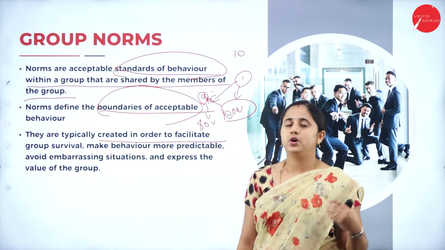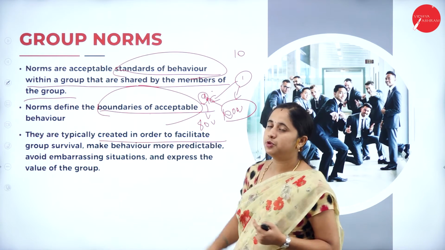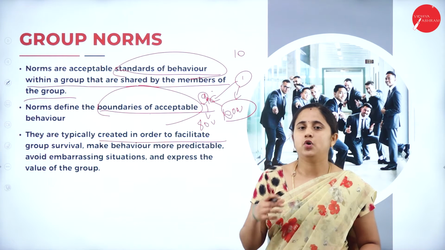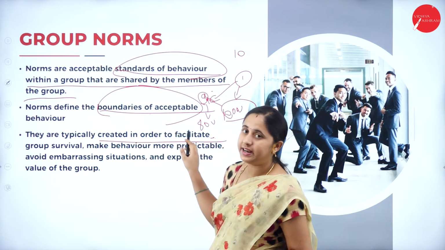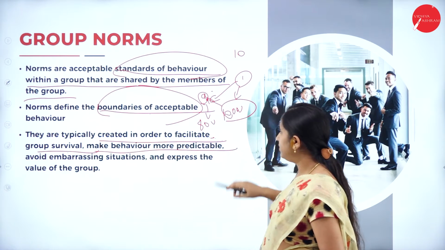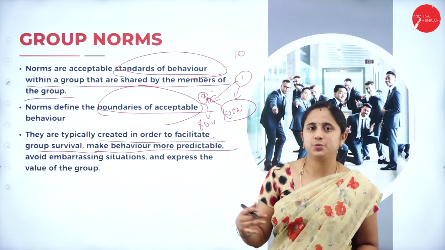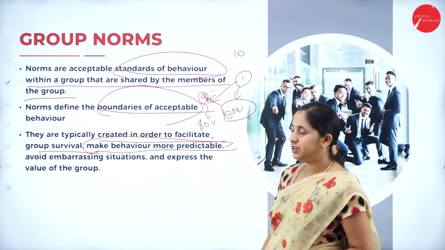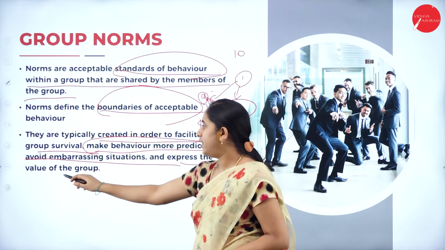So if the group members, or the leader or superior, force them to produce 100 units, again it's a problem for the group. It may create a conflict as well as some problems in the group. So it helps to facilitate group norms, facilitates group survival, and makes behavior more predictable. Group norms help to predict individual behavior and avoid embarrassing situations, and they express the values of the group.